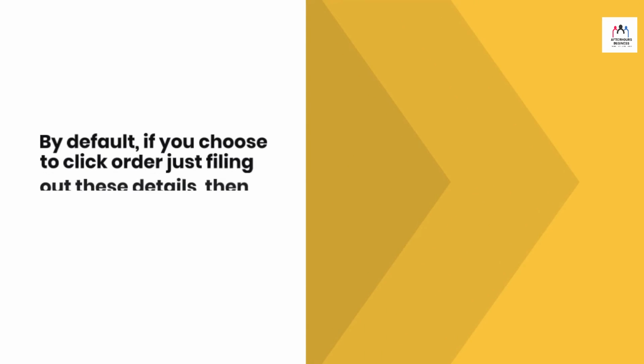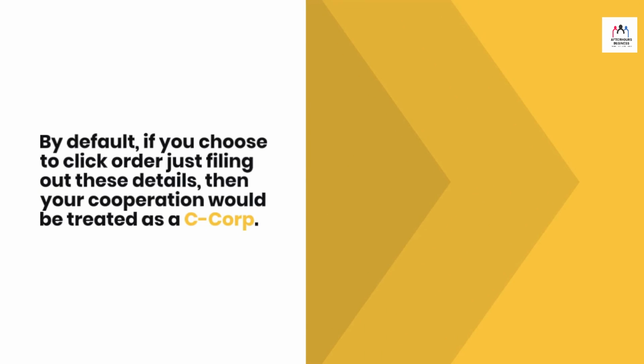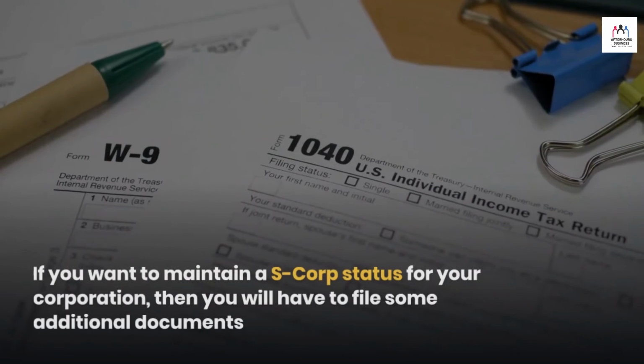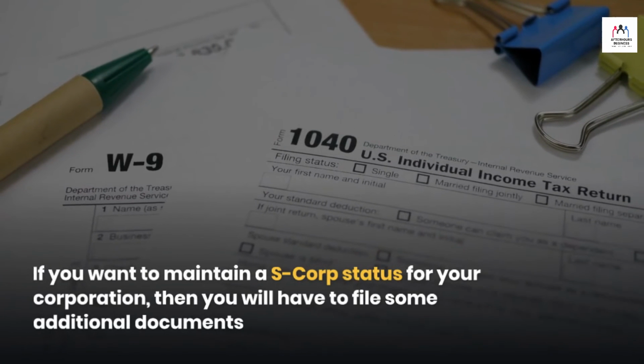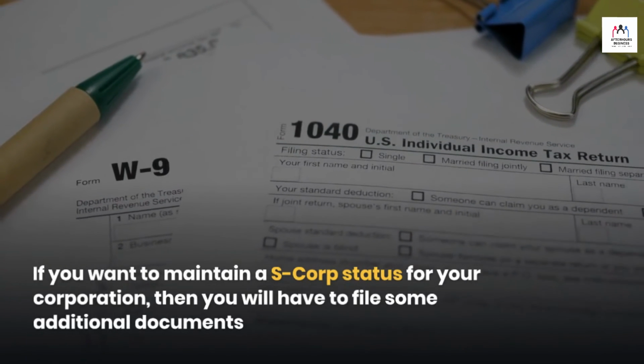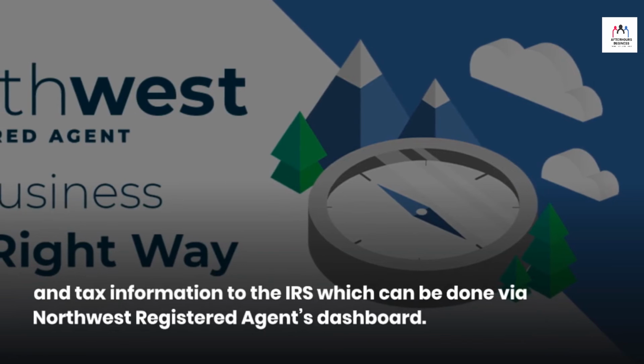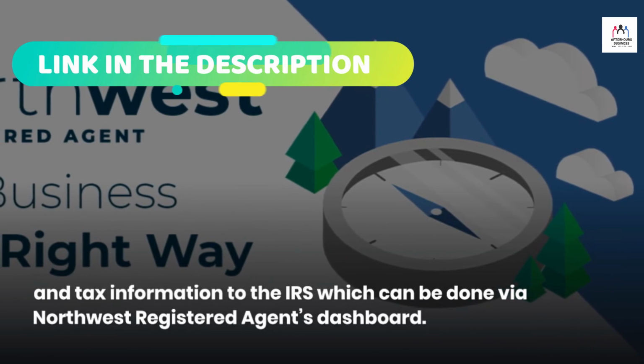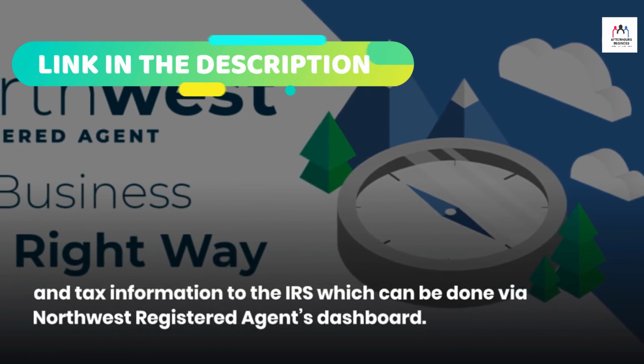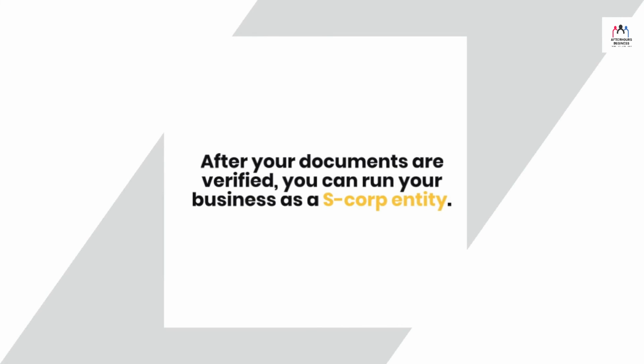By default, if you choose to click order just by filling out these details, then your corporation would be treated as a C Corp. If you want to maintain a S-Corp status for your corporation, then you will have to file some additional documents and tax information to the IRS, which can be done via Northwest Registered Agent's dashboard. After your documents are verified, you can run your business as a S-Corp entity.